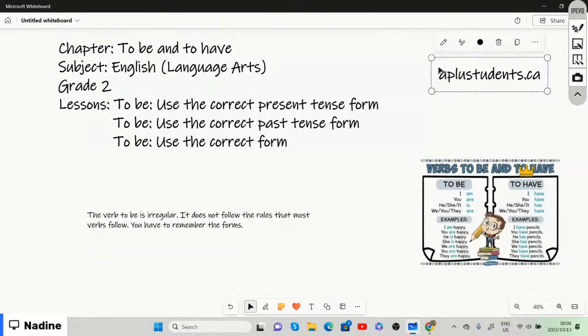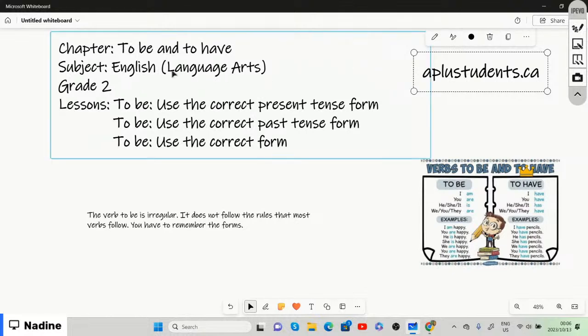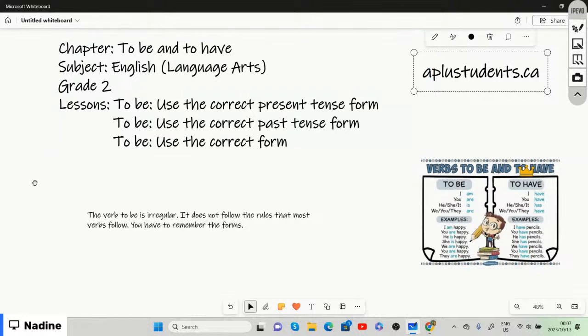And we are doing our tutorial lesson on a+students.ca. Which means that if you do want to go back to the lessons and you want to recap, go over certain things, then you can go to a+students.ca. On the screen we have the chapter, which is to be and to have, the subject, which is English language arts, grade 2, and then here we have our focus lessons.